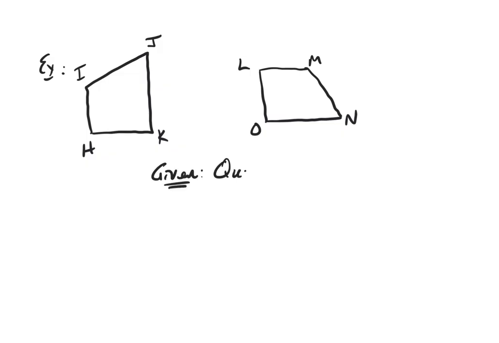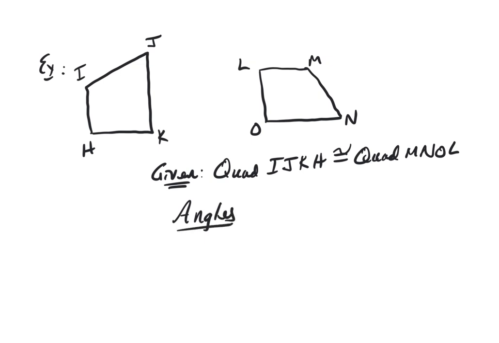is that quadrilateral I, J, K, H is going to be congruent to quadrilateral M, N, O, L. Right? And then what I'll ask you for again is which angles in one quadrilateral equal which angle in the other, so which ones are corresponding, and I'm going to ask you which sides in one are equal to which sides of the other.